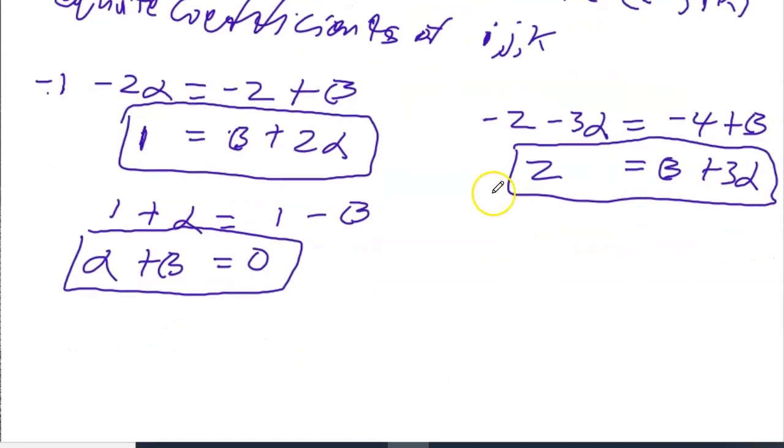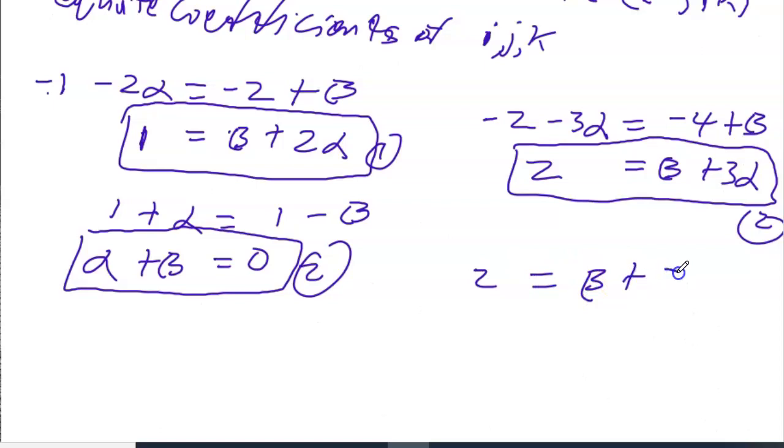Let me just group these equations. We call this equation 1, equation 2, equation 3. So I'm going to subtract. Here's equation 2: 2 equals beta plus 3 alpha. And equation 1: 1 equals beta plus 2 alpha.